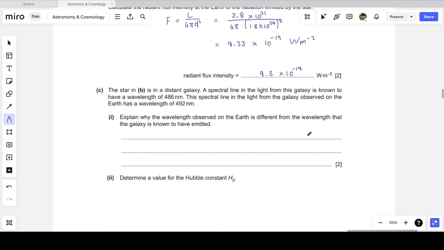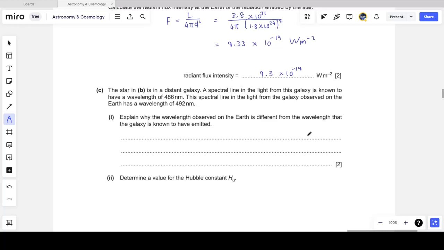We're then told in part C that the star in B is in a distant galaxy, and a spectral line in the light from this galaxy is known to have a wavelength of 486 nanometers. The spectral line in the light from the galaxy observed on the Earth has a wavelength of 492 nanometers. Explain why the wavelength observed on Earth is different from the wavelength that the galaxy is known to have emitted.